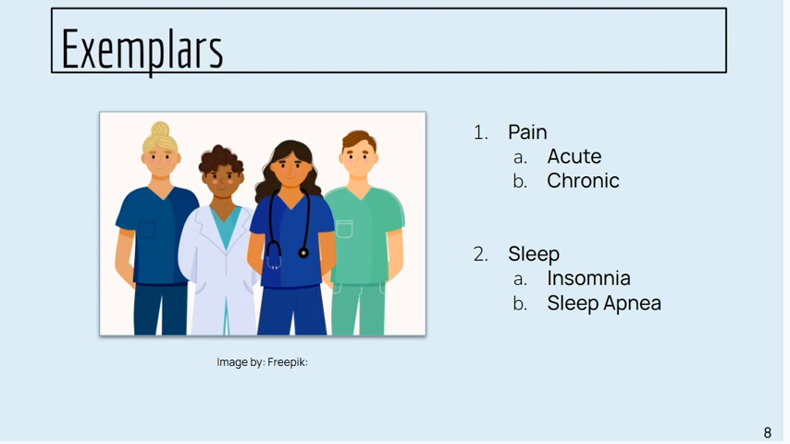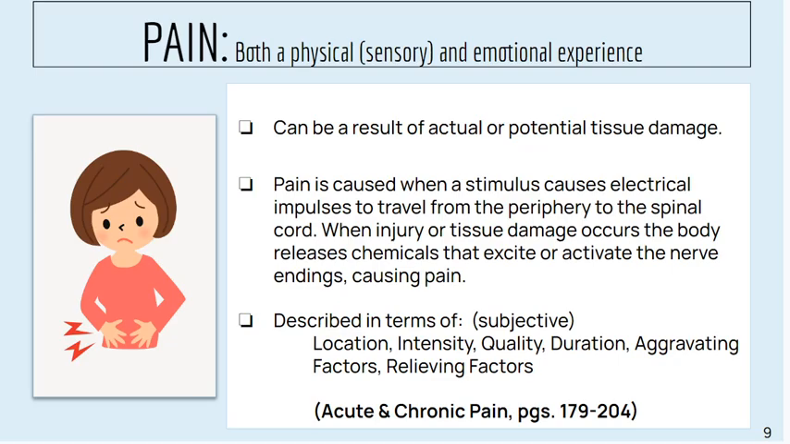Okay, so our first exemplars here do involve pain and sleep. With pain, we will be covering acute and chronic. And with sleep, we will be covering insomnia and sleep apnea. Okay, so here is pain.